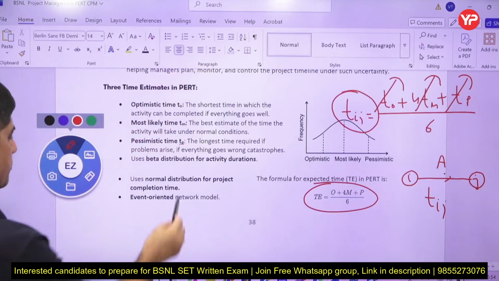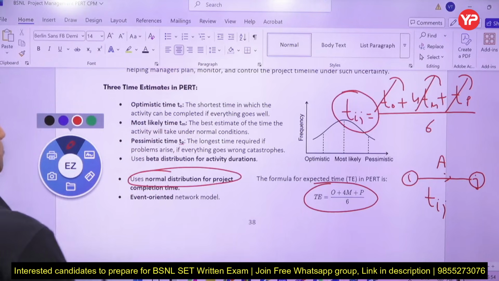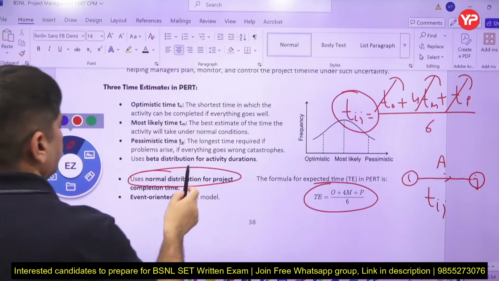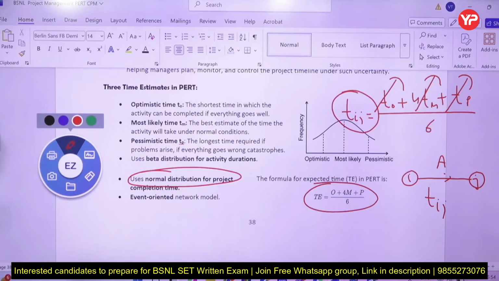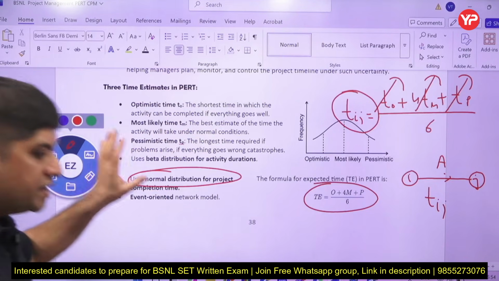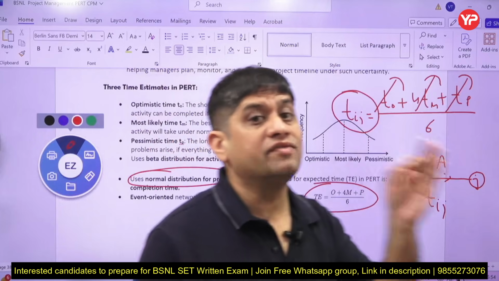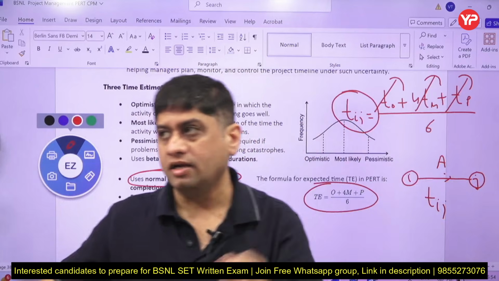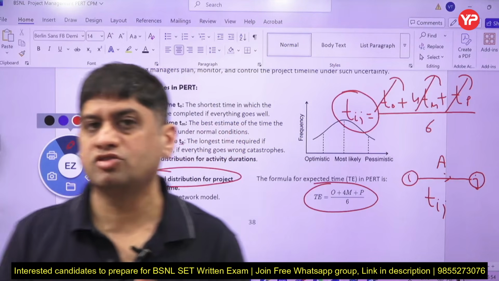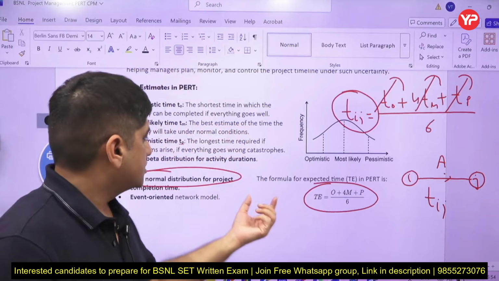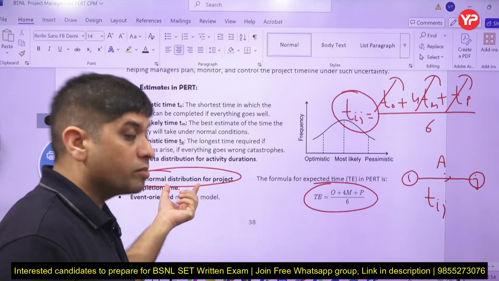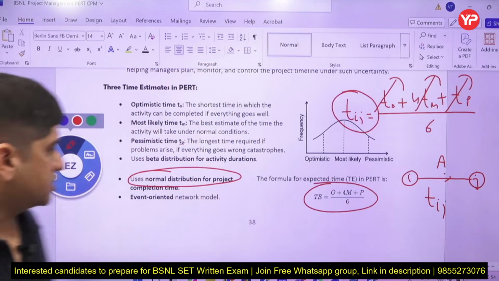And for project completion, normal distribution is used in PERT. Beta distribution for activity and normal distribution for project. Don't make mistake. Beta distribution is for activity. Most likely, optimistic, pessimistic, that beta distribution is used. And this normal distribution is for completion of the project.